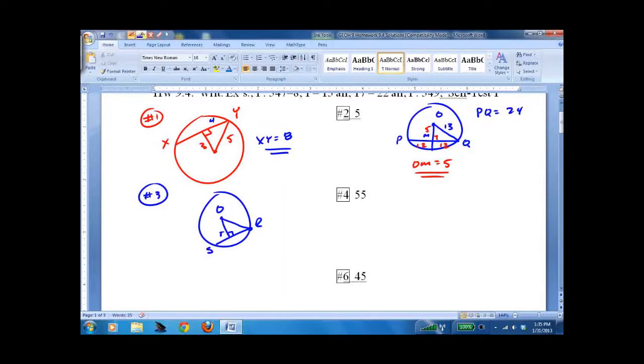OT equals 9, or S equals 18, so 9 and 9. We're looking at a 45, 45, 90. So R is 9 root 2.